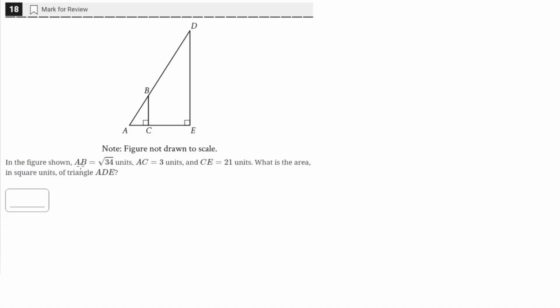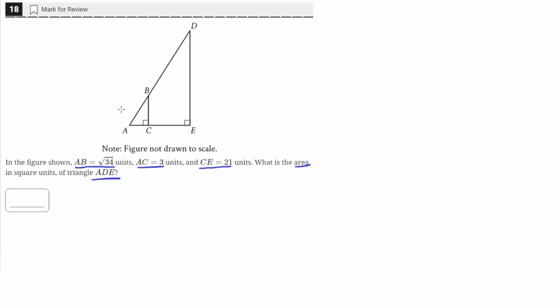In the figure shown, AB equals square root of 34 units, AC equals 3 units, and CE equals 21 units. What is the area in square units of triangle ADE? So we need to find the area of triangle ADE, which is the large triangle here.